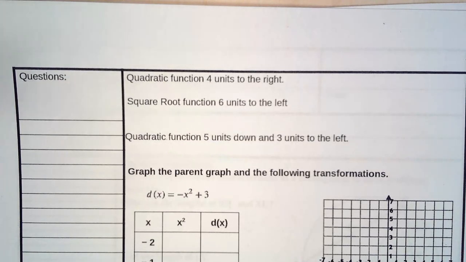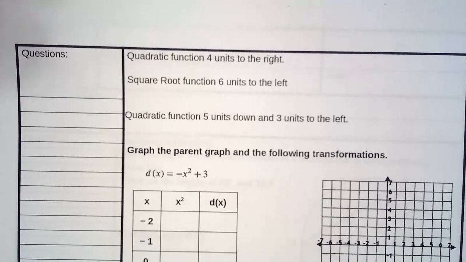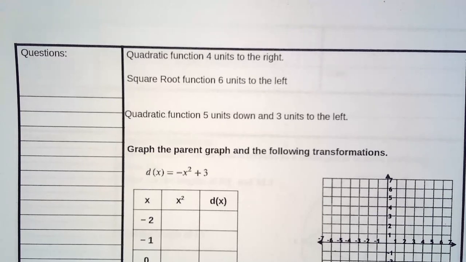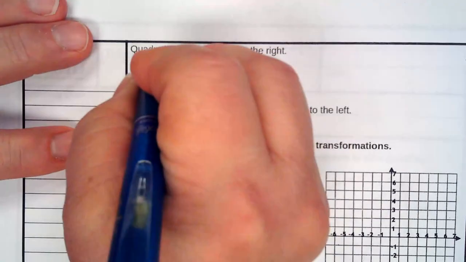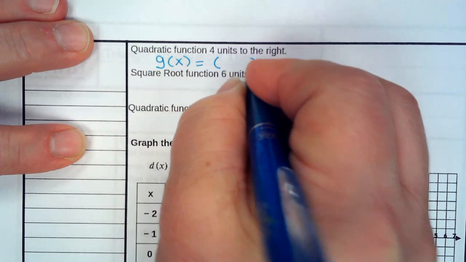Okay, the quadratic function, but we're going to go 4 units to the right. That's something new that we learned last class period. So to go to the right, where does the adding or subtracting go? This time it goes inside your grouping symbol. So let's see, the quadratic, we use the g of x is equal to, remember it goes in here.